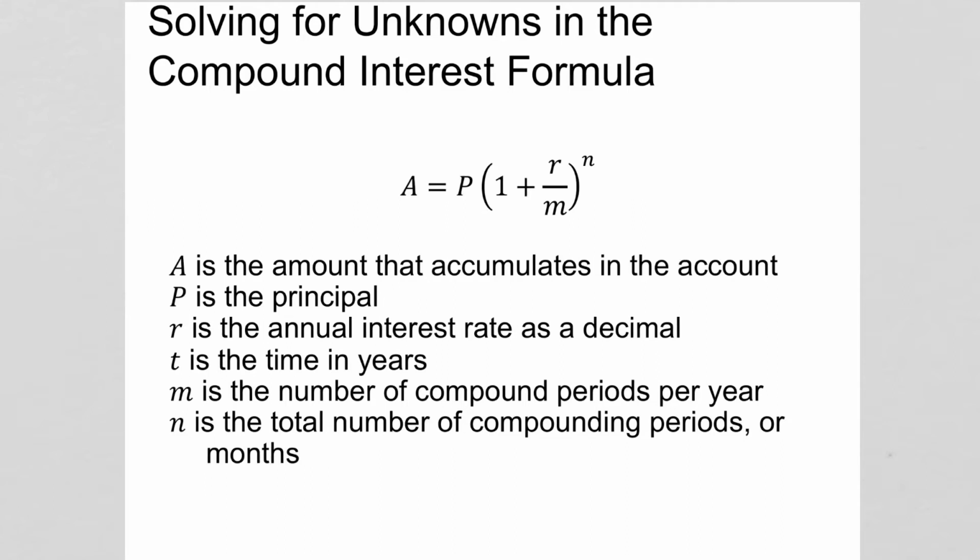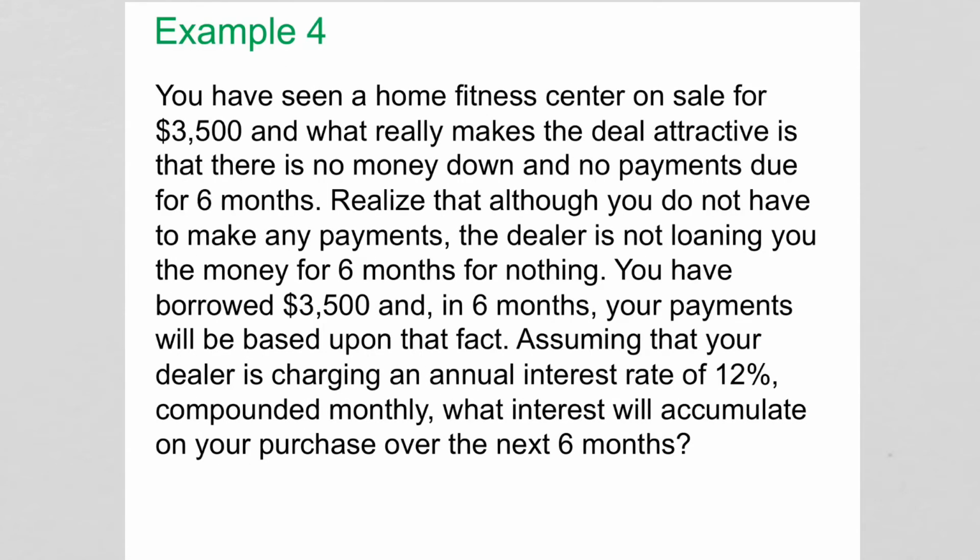Here it is. The amount accumulated is the principal times 1 plus the rate divided by M, all to the nth power. M is the number of compound periods per year, and N is the total number of compound periods. Okay, so let's try this out.